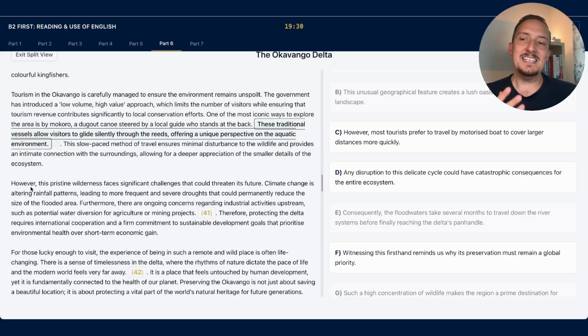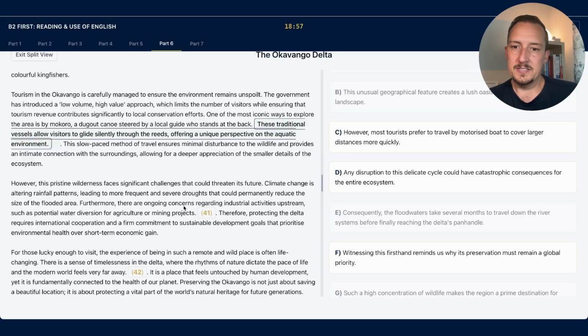Okay. When I say try to think of what the main idea is, a good place to start is the first sentence of each paragraph. This is usually where the main idea or the topic sentence exists. Not always, but a lot of the time. So this is a really good one. So, however, this pristine wilderness faces significant challenges that could threaten its future. So this is talking more about the sort of dangers and the climates and things. So this is where I would expect perhaps one of these two to come in, D or F.